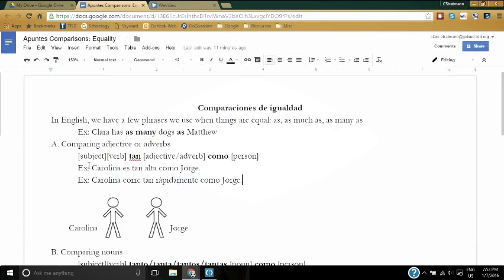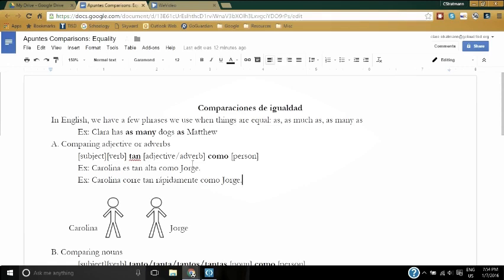If you want to say that Carolina is as tall as Jorge, like we have here, you would say Carolina es tan alta como Jorge, just like our little equation, as I like to call them, shows us. So you're always going to have a subject. Make sure your verb matches your subject. Your word is always going to be tan. You're never going to change that.